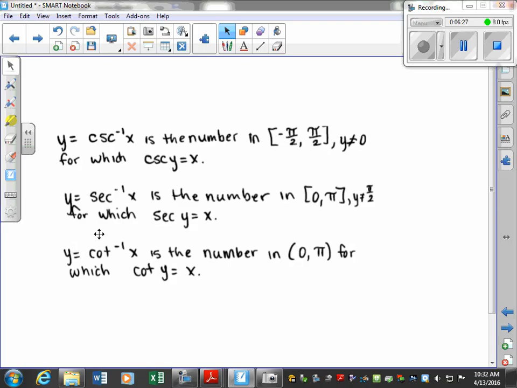And then our last one is y equals cotangent inverse. It's the number from 0 to pi. This is the top half of the unit circle. Keep in mind that cotangent and tangent have parentheses, while all the other ones have brackets.